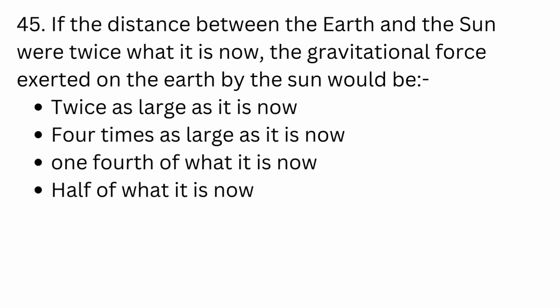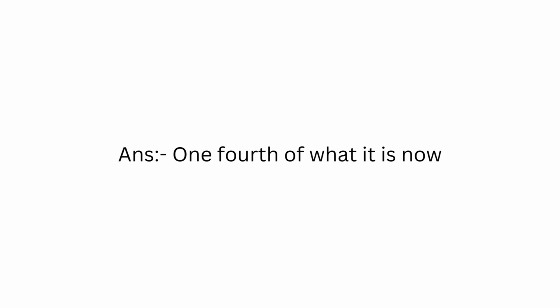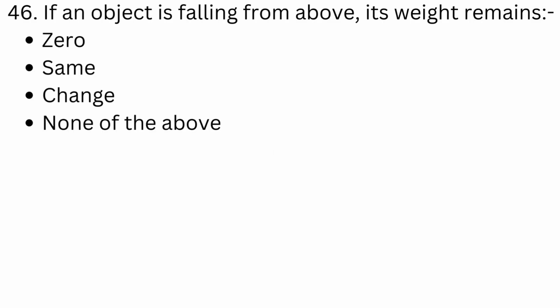Next question is, if the distance between the earth and the sun were twice what it is now, the gravitational force exerted on the earth by the sun would be, options are twice as large as it is now, four times as large as it is now, one fourth of what it is now, and half of what it is now. And the right answer is one fourth of what it is now.